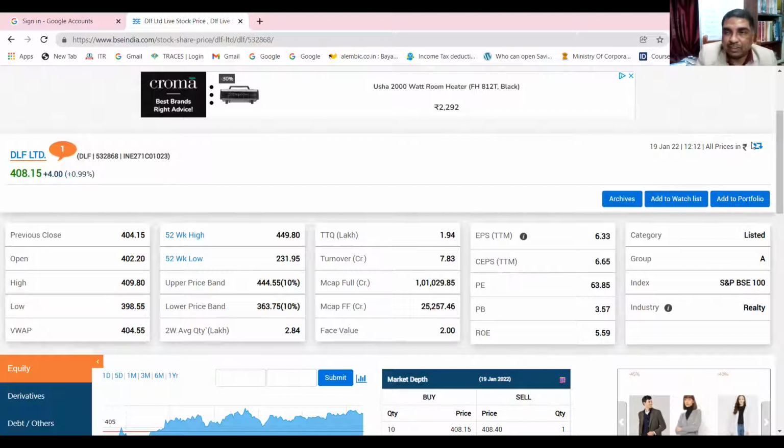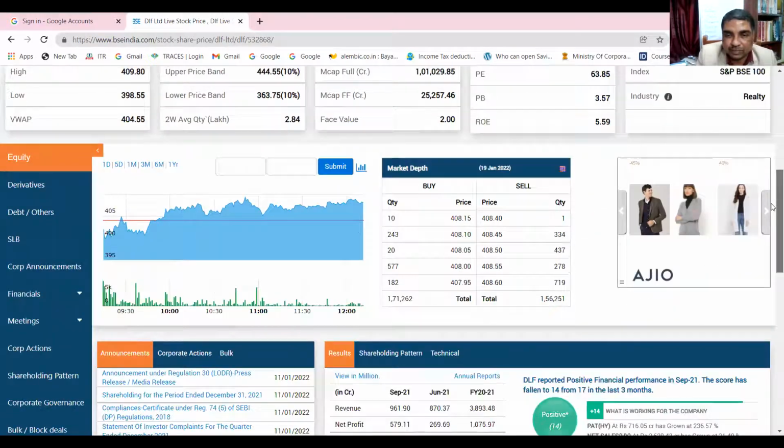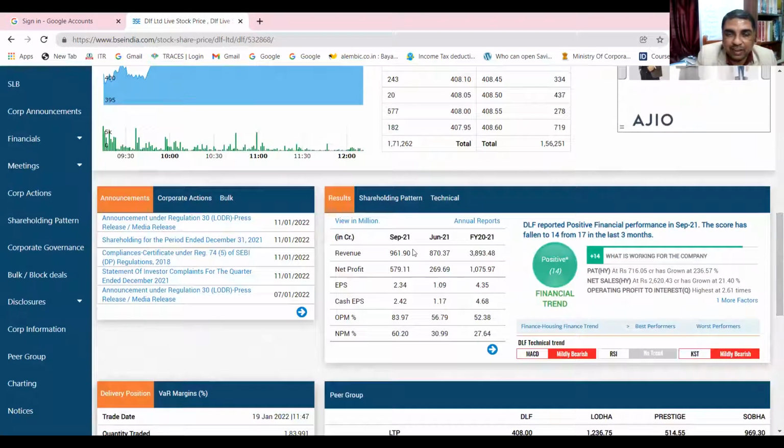In addition to that, if you go down, you can find out the revenue. You see, quarterly revenue data is available. Latest data will be available. And for the last audited result, 2021, we can find out revenue. Net profit, you can find out. EPS, current EPS, latest EPS data is available. Cash EPS data is available. Okay, operating profit margin, net profit margin, this data is available.